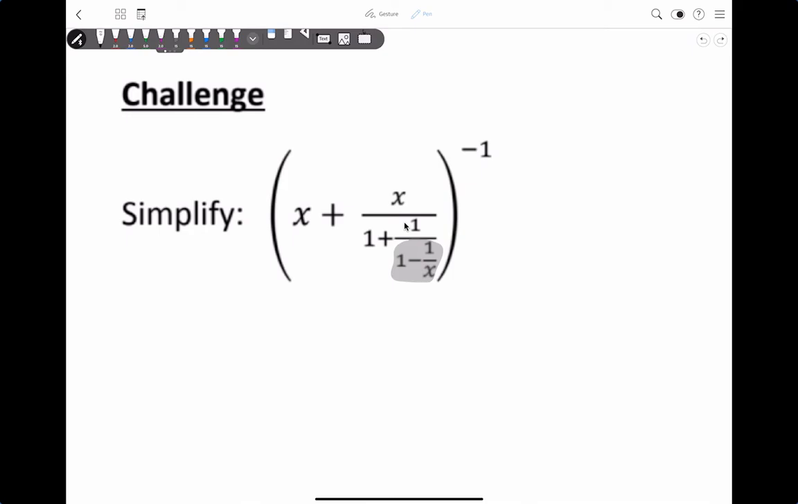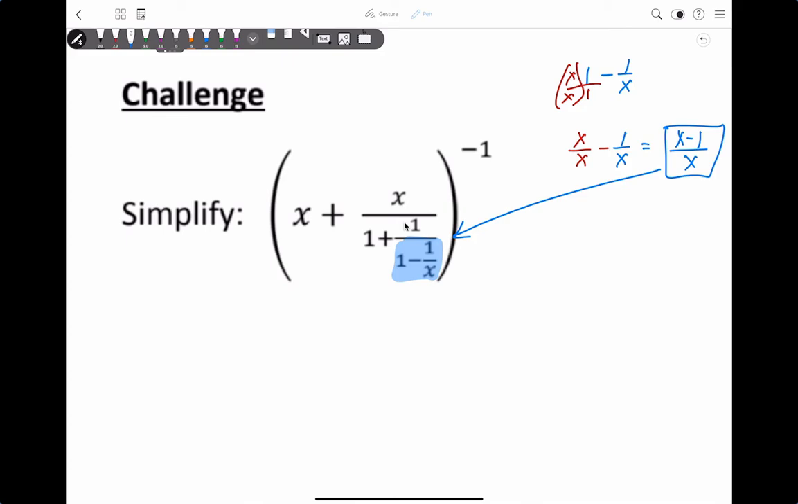Let me color coordinate this a little bit better so that you can follow it very, very well. Let's do this piece in blue. So 1 minus x squared, 1 minus 1 over x is the same as, I can multiply this by a form of 1, which is x over x, or you can do the shortcut. I'm just doing the long way so you can see all the steps. So that we have x over x minus 1 over x, which is going to be x minus 1 over x. That's what this in blue became.